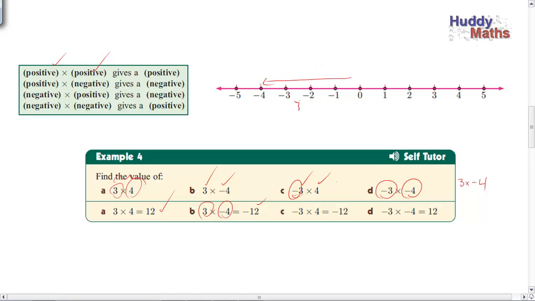3 lots of that will take us down to -12. So okay, here we have it. That's 3 lots of -4 is -12. Now negative means opposite direction, then -3 will be the opposite to this. That must be up at +12 somewhere.